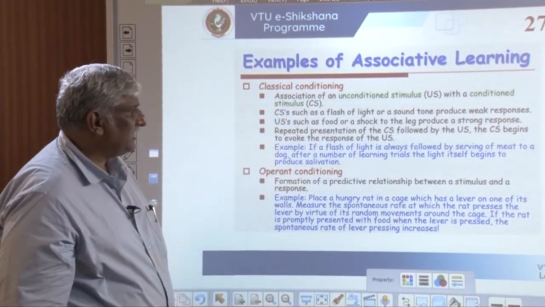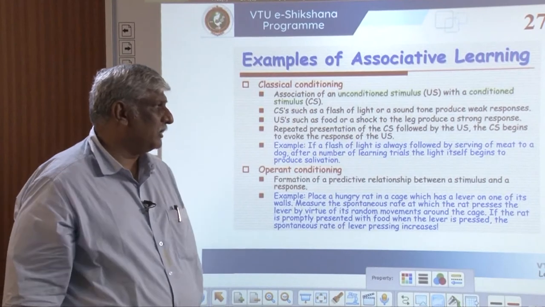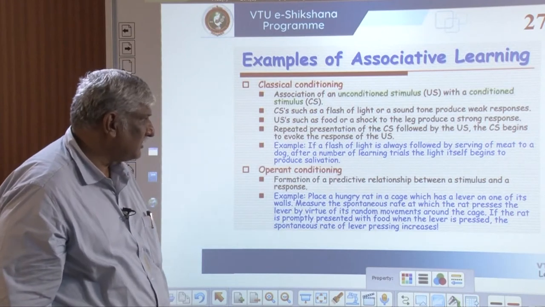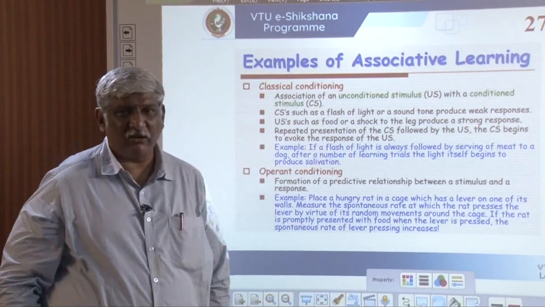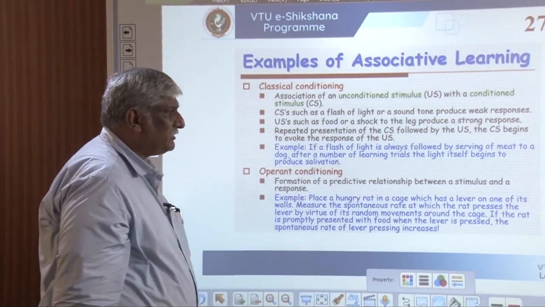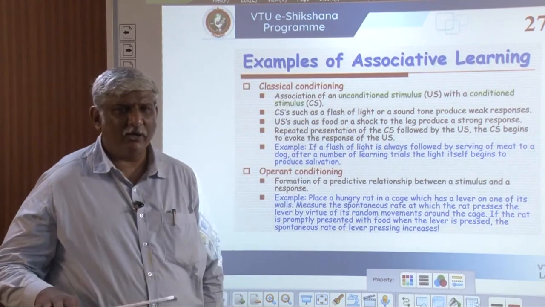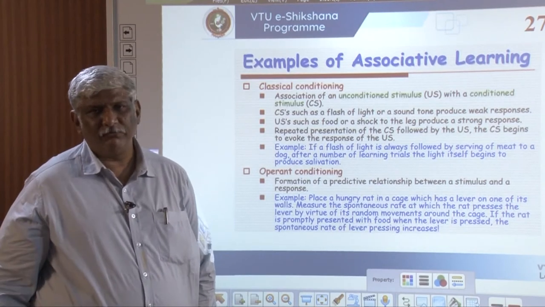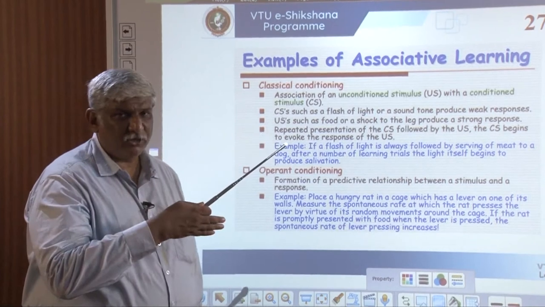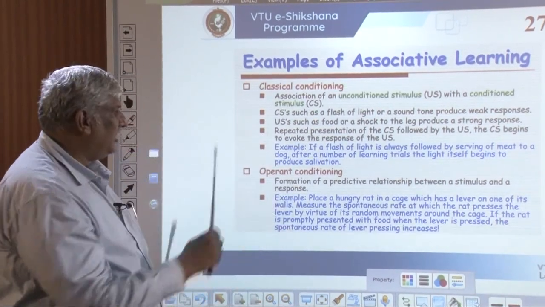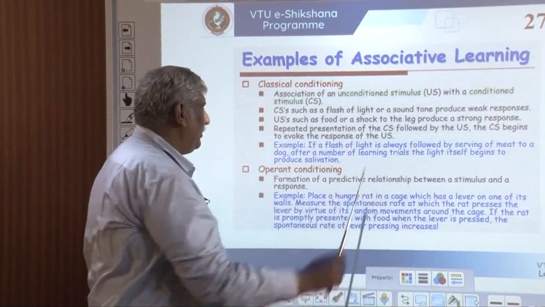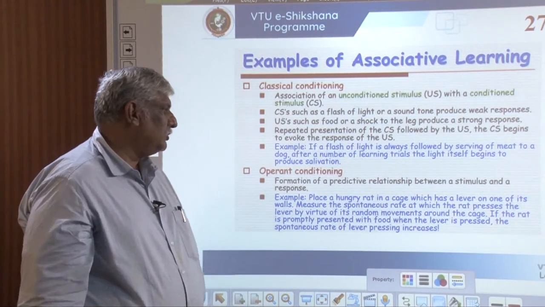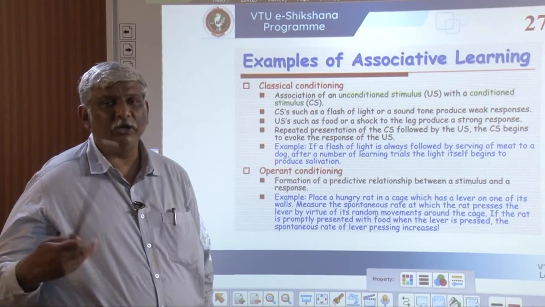And CS is such as a flash of light or a sound tone, which produces a weak response. And this US is such as food or shock to the leg, which produces a strong response. Now, we will see a simple example, of course, let us not complicate things, right? If a flash of light is always followed by serving meat to a dog, after a number of learning trials, the light itself begins to produce salivation. Right, so immediately the dog will be ready to eat the meat.